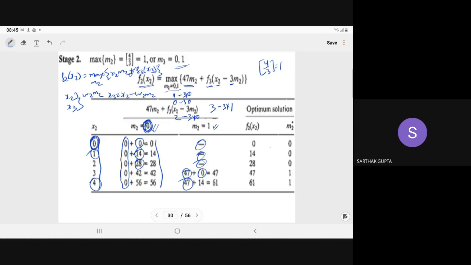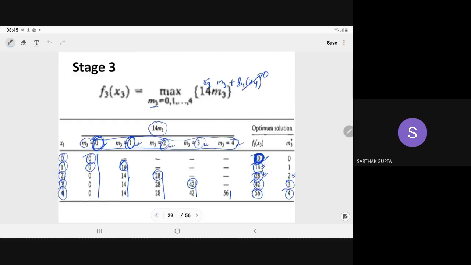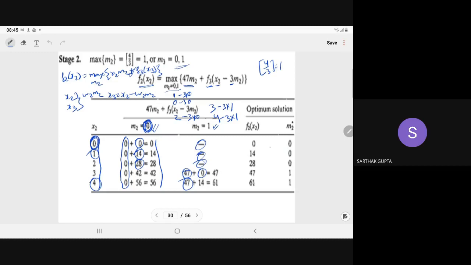And X2 is equal to 4 minus 3 into 1. M2 is equal to 1. 4 minus 3 into 1, that is the 1. So F3 of 1 here we have seen, it is the 14. So here we have written the 14.